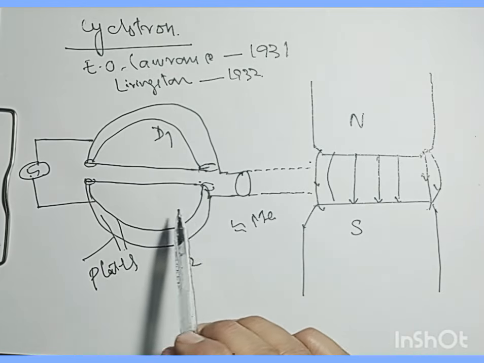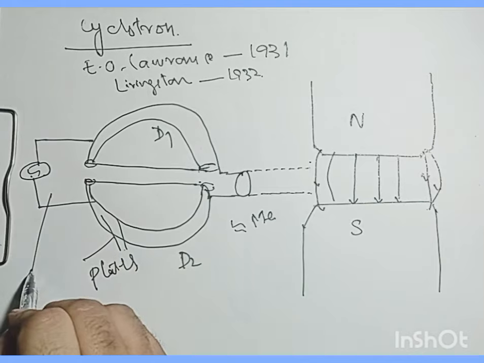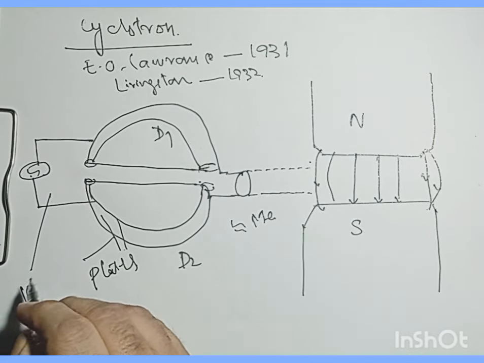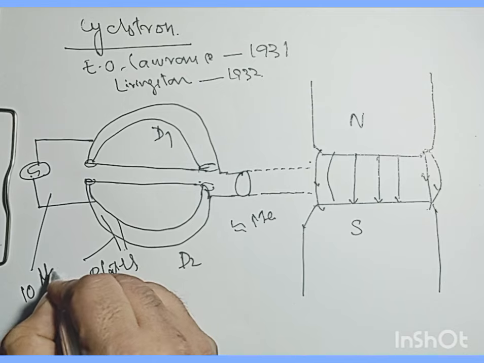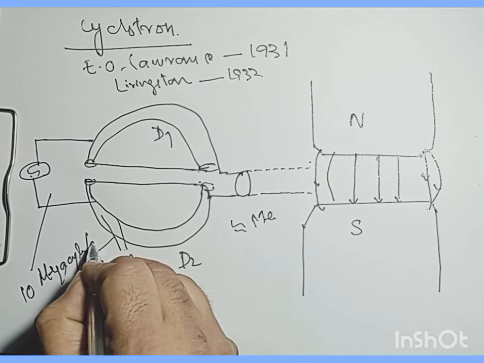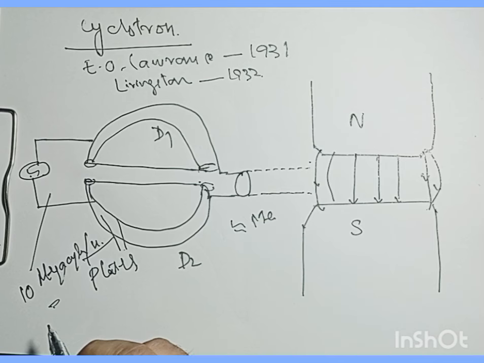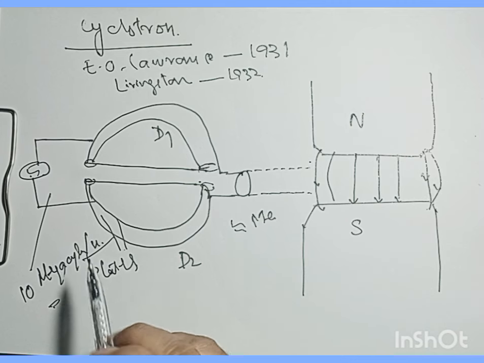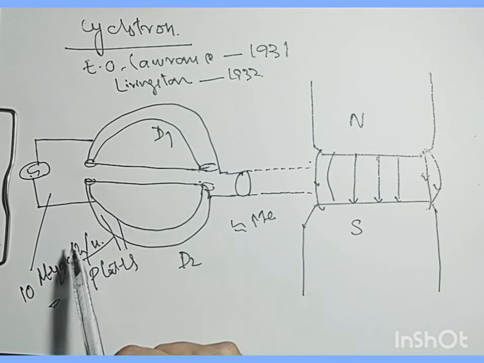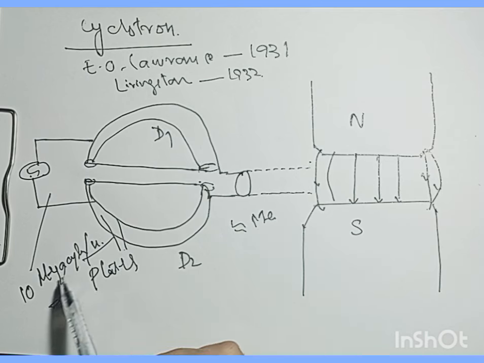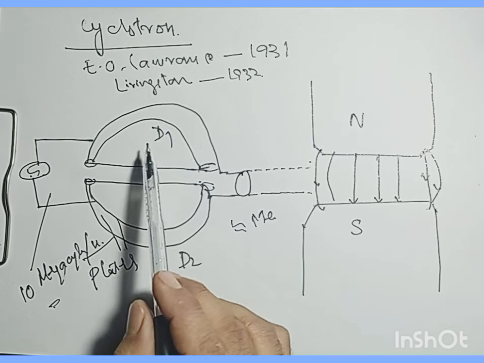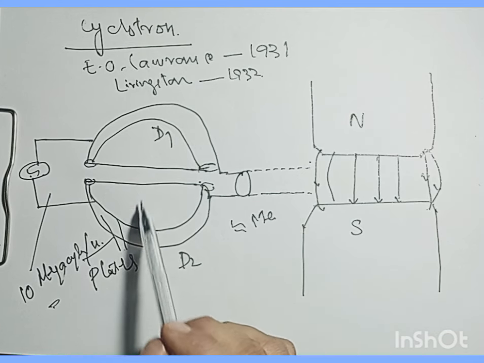And what happens? A radio frequency alternating potential is supplied from here, of the order of 10 megacycles per second, its frequency in terms of megahertz. What we are doing here is applying this radio frequency alternating potential of the order of 10 megahertz between the Ds, which act as electrodes.